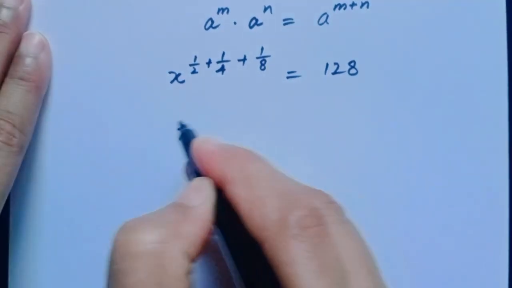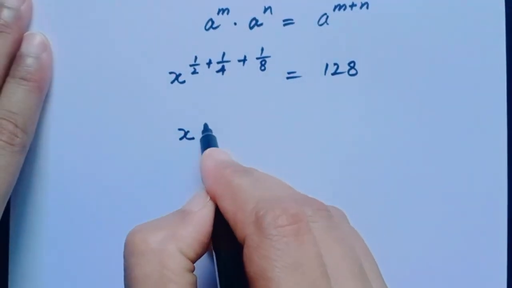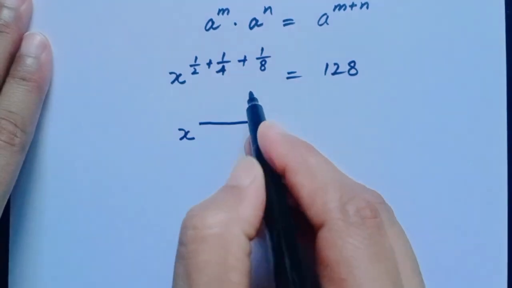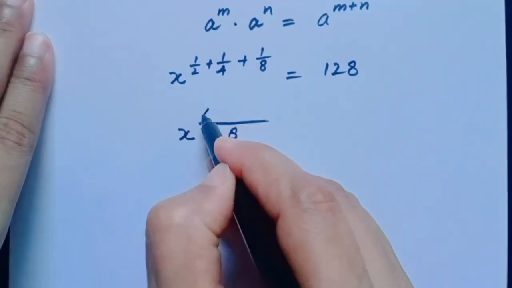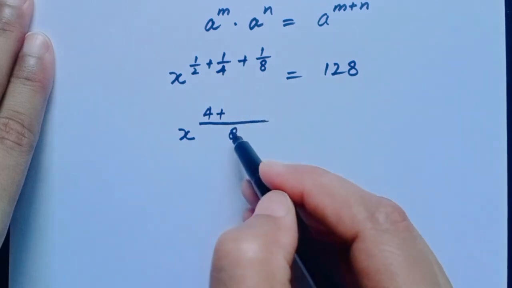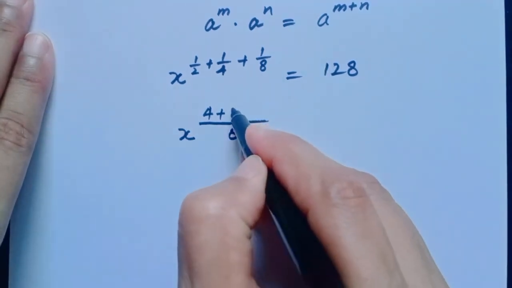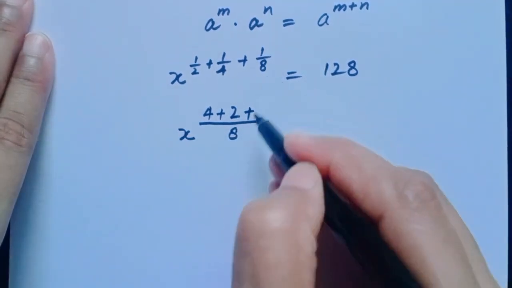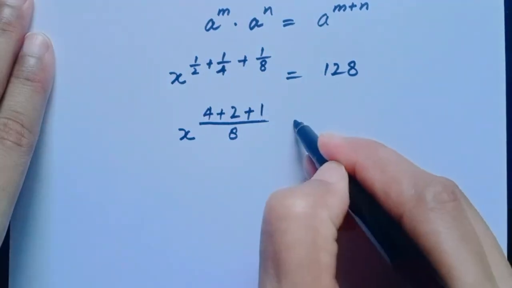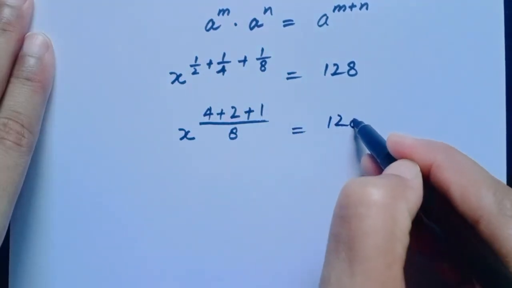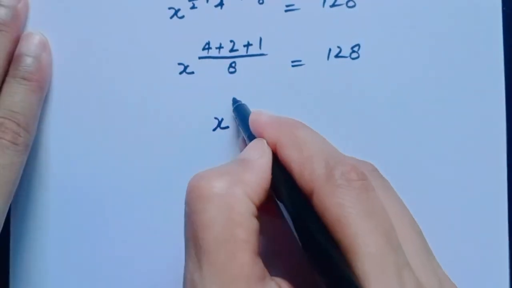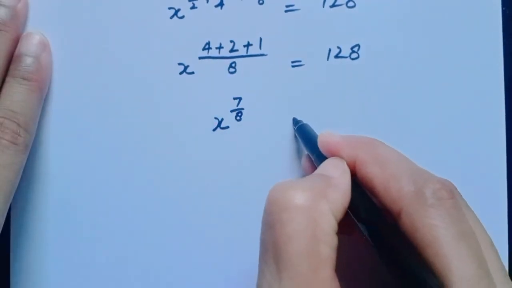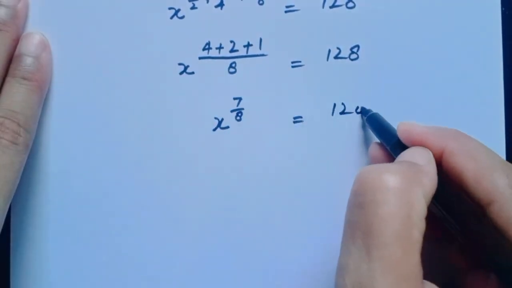So for x, here we will take the common multiple. The least common multiple is 8. So 2 divides 8 is 4, 4 times 1 is 4. And 4 divides 8 is 2, 2 times 1 is 2. And 8 divides 8 is 1, 1 times 1 is 1, is equal to 128. In the next step, we can add these: 4 plus 2 plus 1 is 7 over 8, is equal to 128.